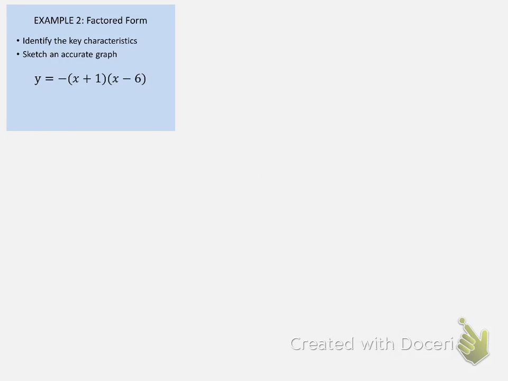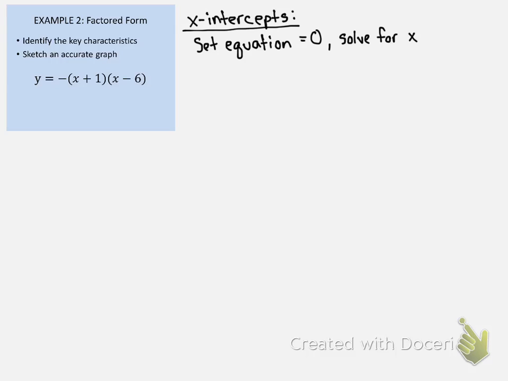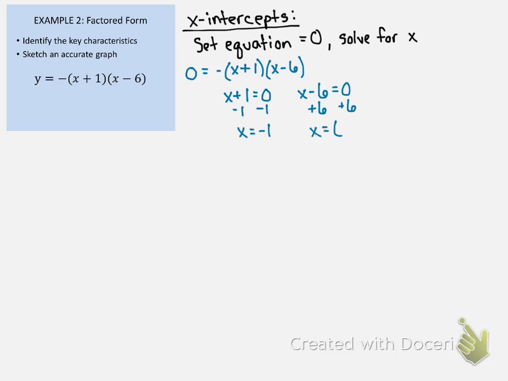Now we'll look at example 2, which is a quadratic equation written in factored form. Again, we'll start by finding the x-intercepts, and we do that by setting the equation equal to 0 and solving for x. When we have factored form and it's set equal to 0, the most efficient way to solve that type of equation is to set each factor equal to 0 and solve for x. So with the first factor, I end up with an x value of negative 1. With the second factor, I end up with an x value of 6.